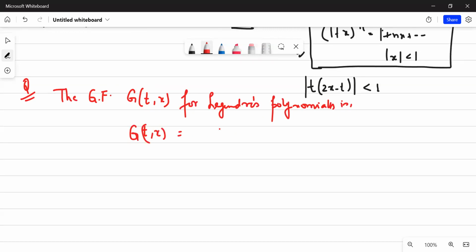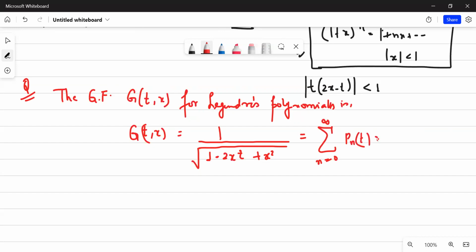g(t, x) is given by 1 upon root over (1 minus 2xt plus x square) is equal to summation. They have written n equal to 0 to infinity, and they have written t to the power n, x. And this was asked in NET exam only. Okay, and here it is given. See, in NET exam they have given mod x less than 1.